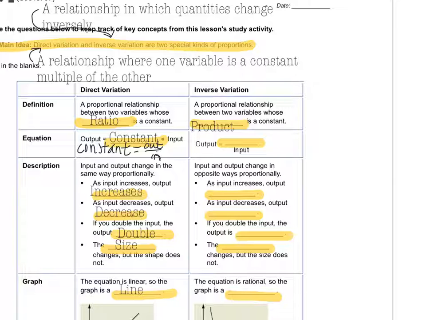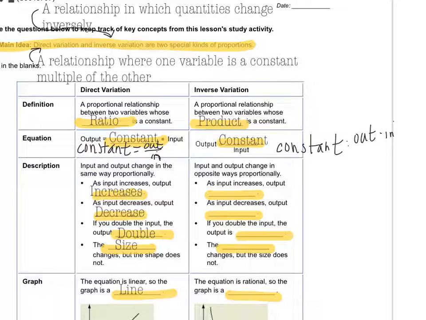P-R-O-D-U-C-T. All right, there we go. Before, the output was equal to the constant times the input. This time the output is equal to the constant divided by the input. Now, to me, I'll be honest, once again, that didn't make sense, so I had to make it look like what the definitions say. I went ahead and solved for the constant. If you're struggling with solving for the constant, that's okay. Once again, that's why I'm here, to help you. So the constant is actually going to be equal to the output times the input. And that's that for the equation.